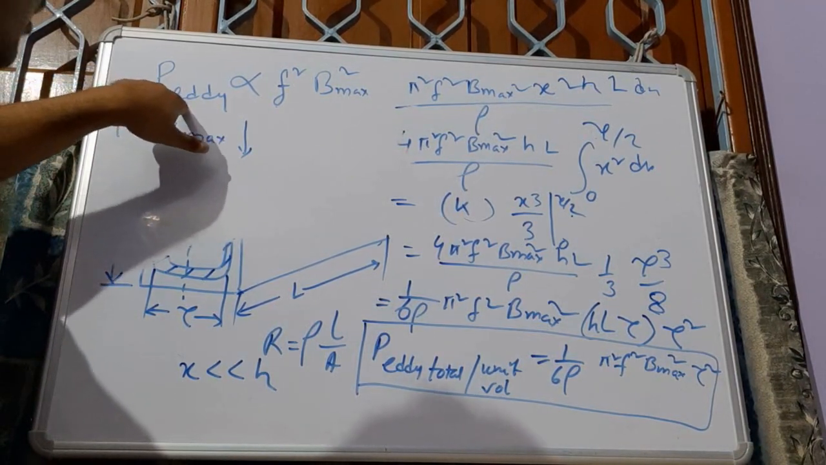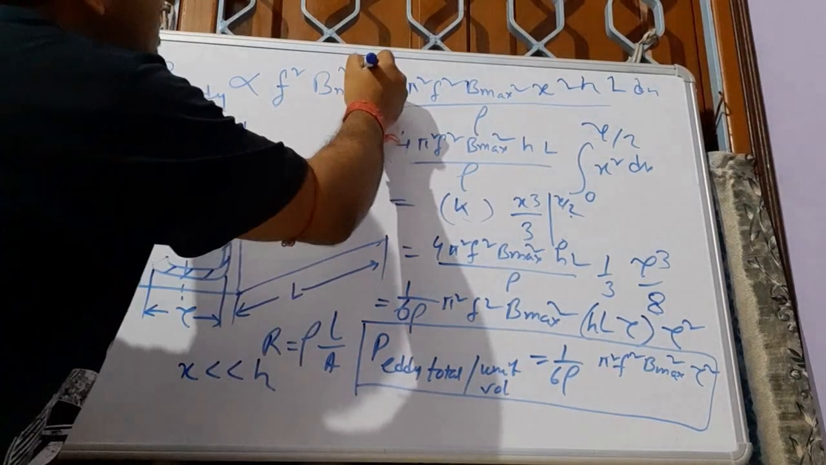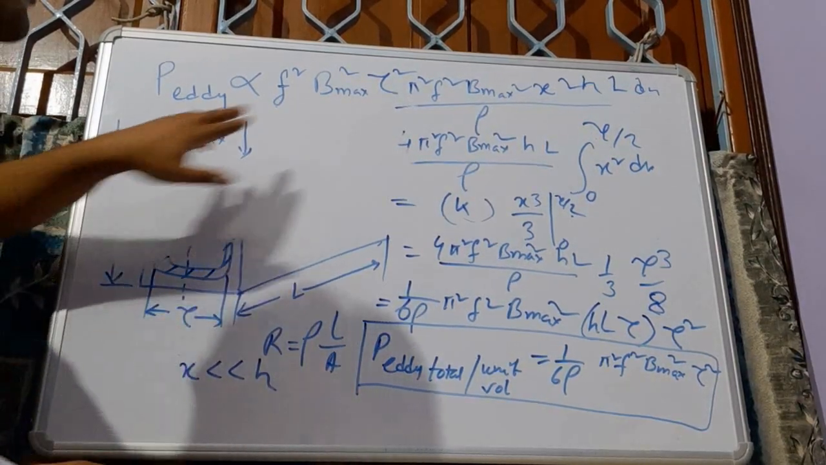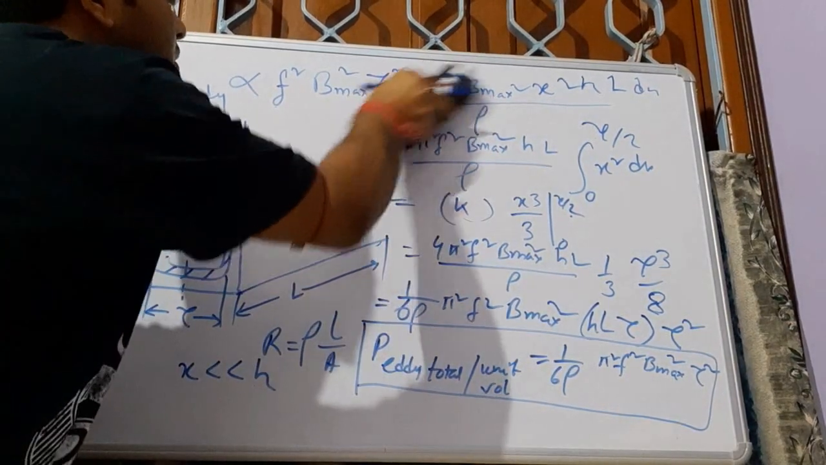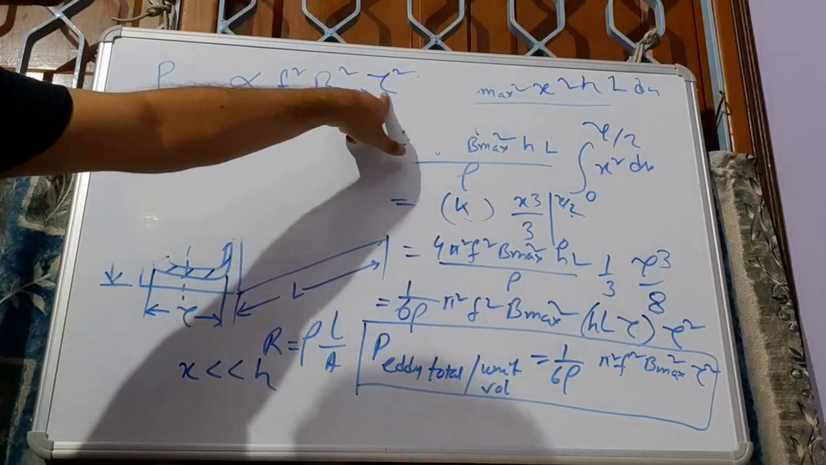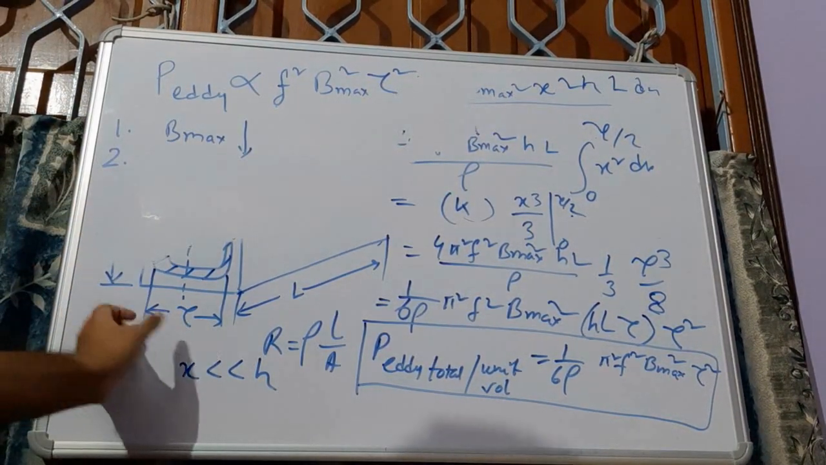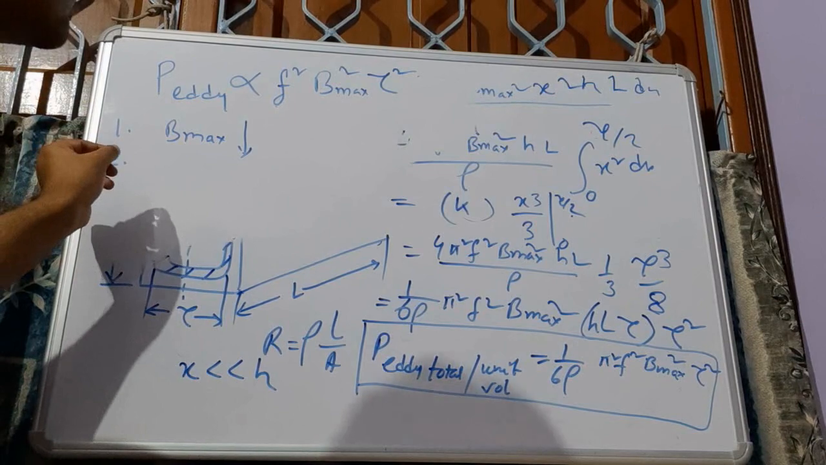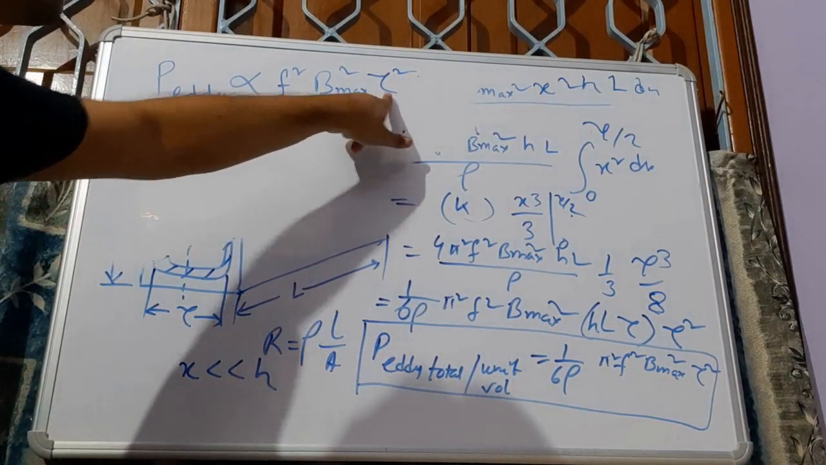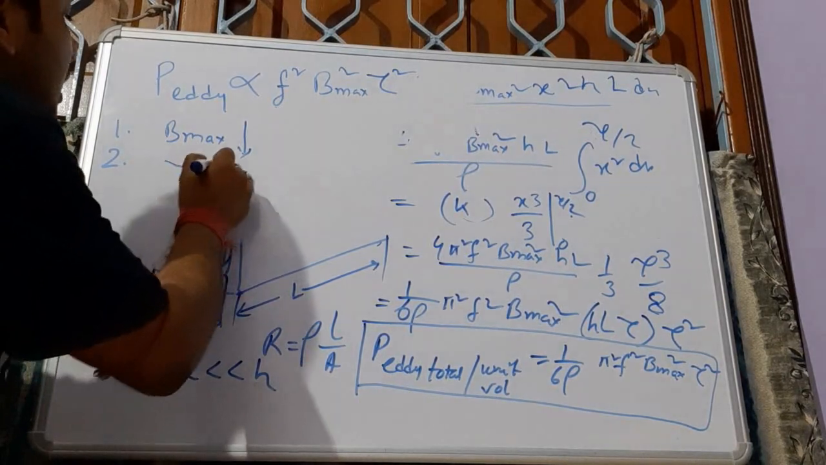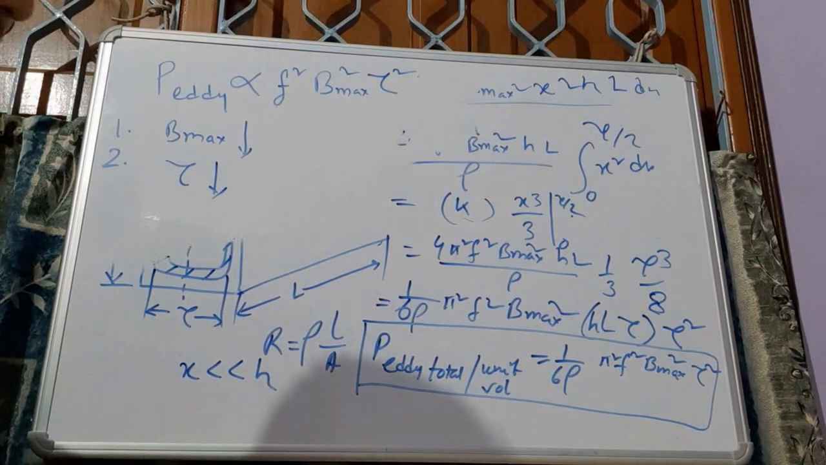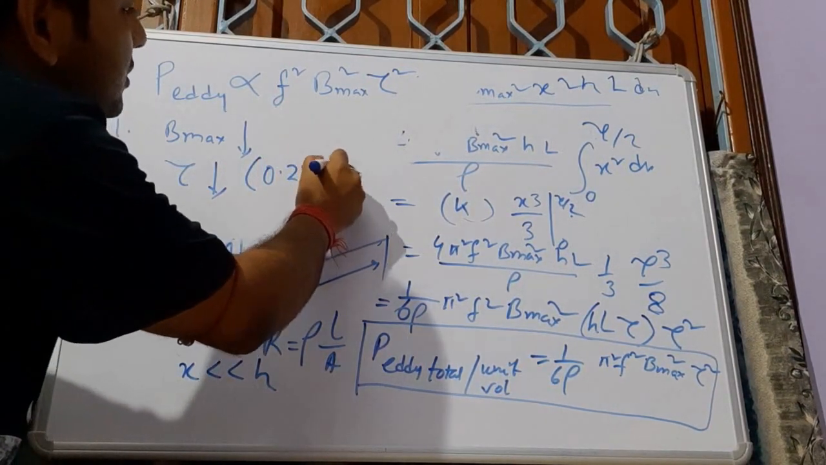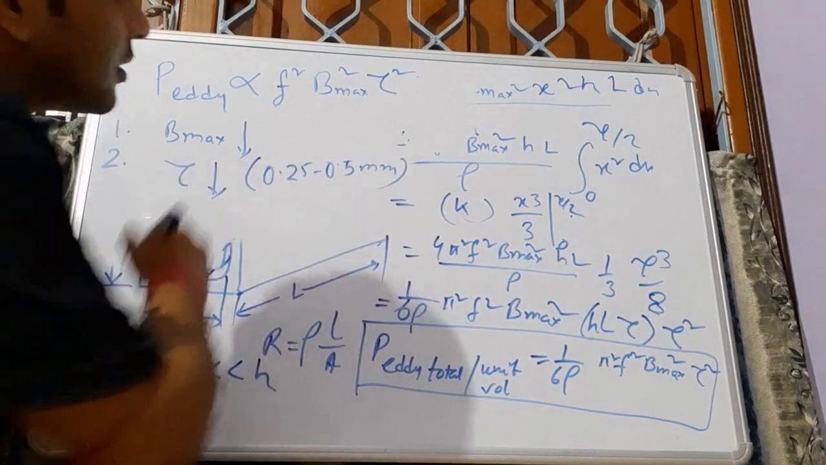Now tau square is also common. So if we reduce the width of the thin plate, because if we use a very thin plate, then we can limit the eddy current loss. So tau should be reduced, and the thickness is generally 0.25 to 0.5 millimeter.